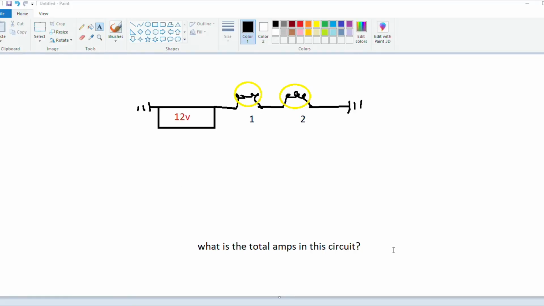All right, so this is question 3, third and final question. What is the total amps in this circuit? I'll give you guys a second here to figure it out and then we'll go over the answer. So what is the total amps in this circuit?